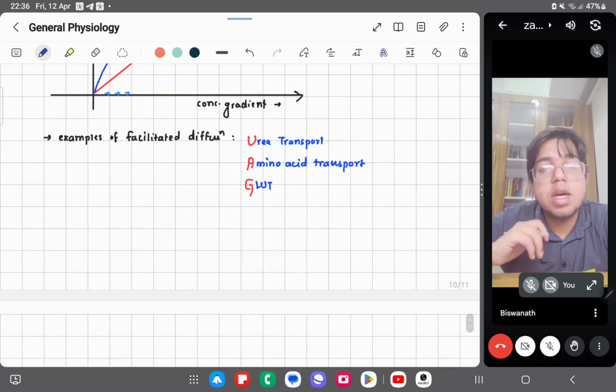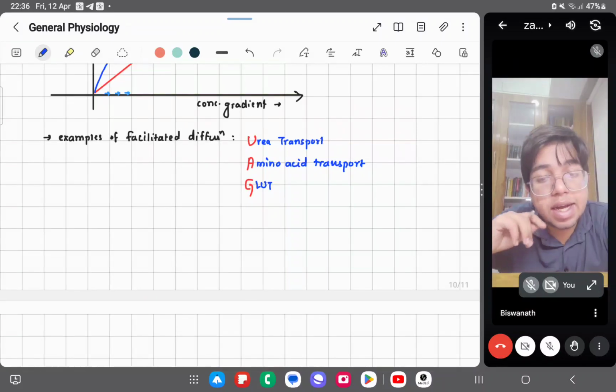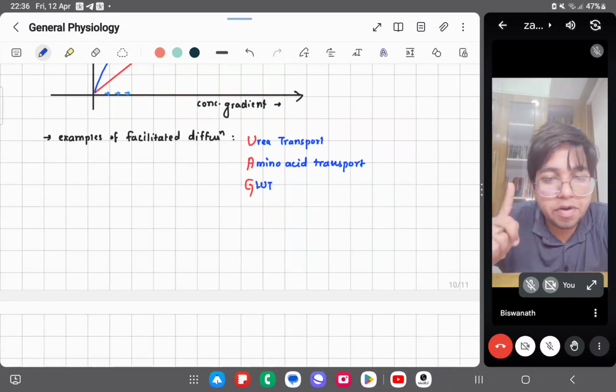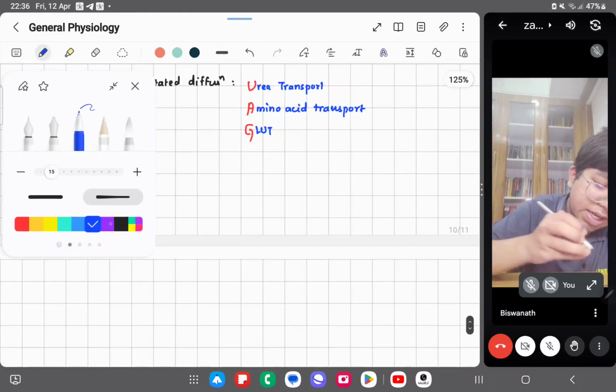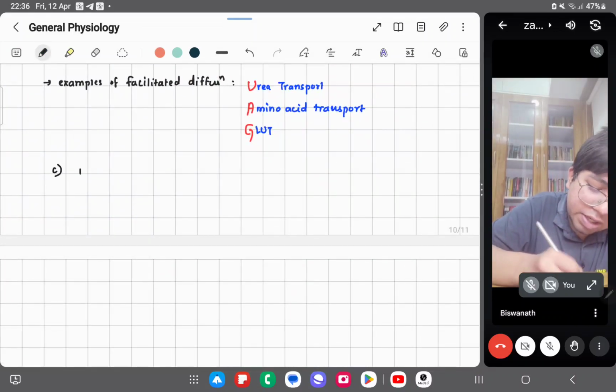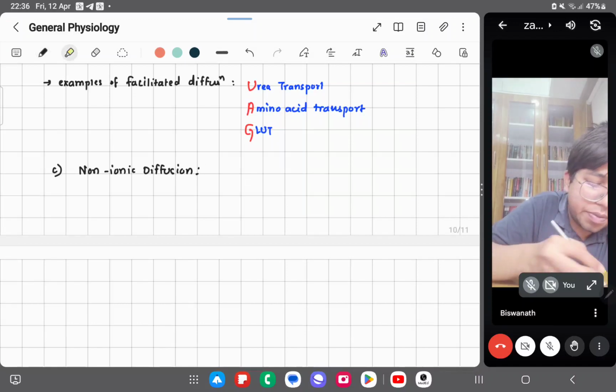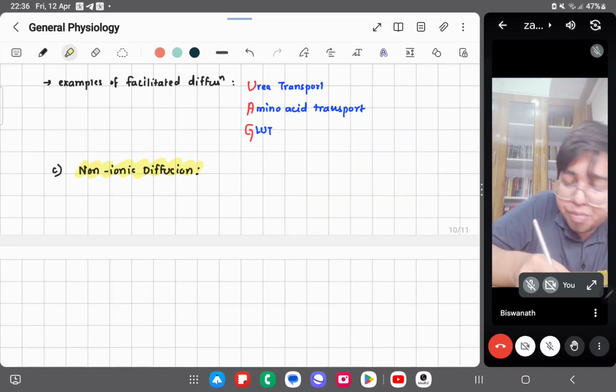Done. Then we have another thing which is called non-ionic diffusion. Remember we talked about non-ionic diffusion in the classification. Let's discuss non-ionic diffusion.